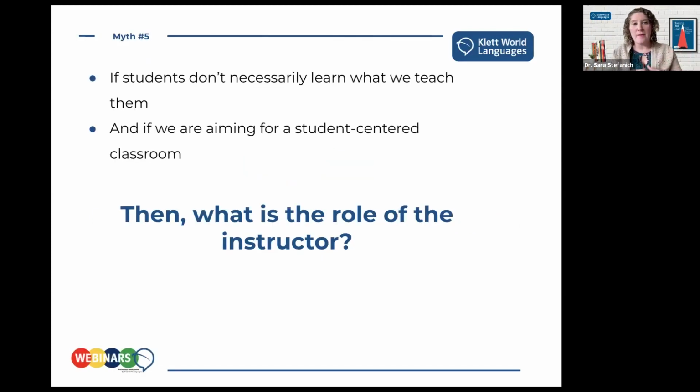But I think this comes from the idea that, if we're aware that in a language classroom, students don't necessarily learn what we teach them, right? That's not how the process of language acquisition works. And if we're aiming for a student-centered classroom, then what is the role of the instructor?